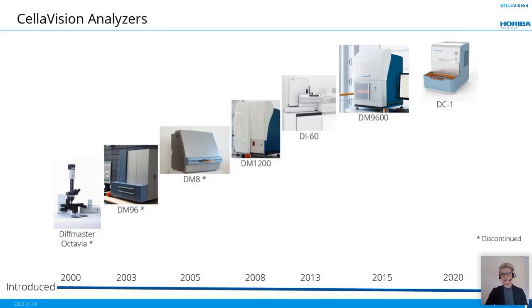A couple of years later, we released the DM8, which is based on the same platform, the same generation as the DM96, but targeted the smaller labs and could only run 8 slides at the same time.